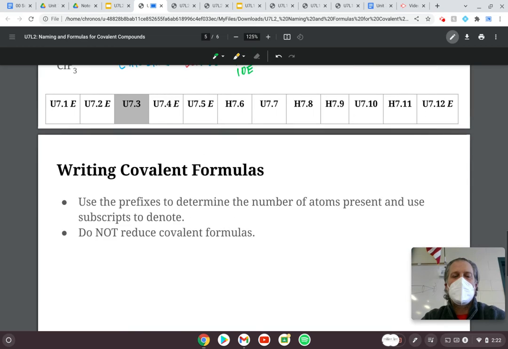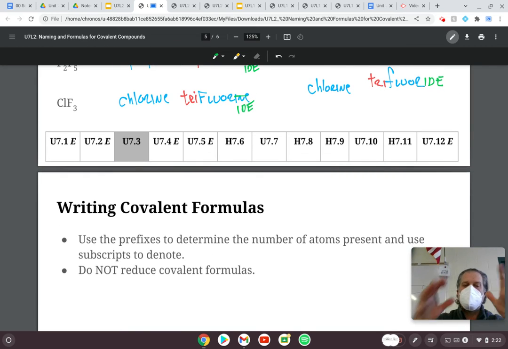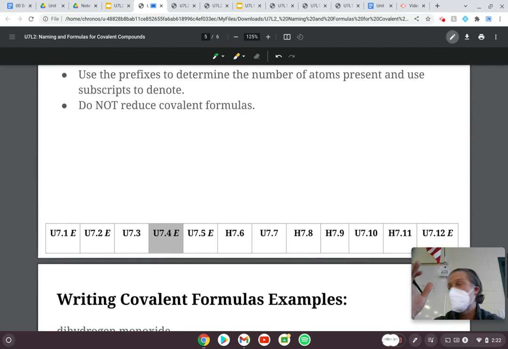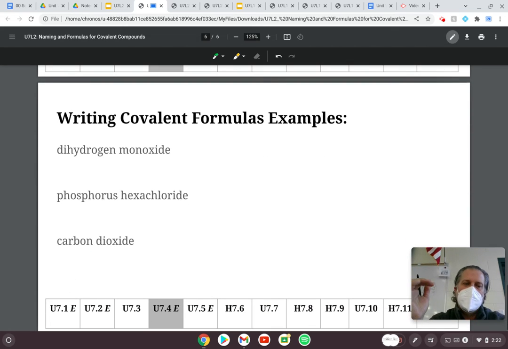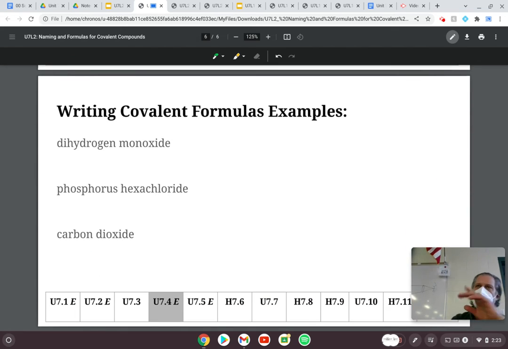Okie dokie. So now you're going to be asked to look at a name and write the chemical formula. And basically, you just do the exact opposite of what you just did. So you take what the prefix says and you make that a subscript behind that element, and we don't reduce ratios in this case. So here I'm looking at the first one, which I realize is not what you have. I found that out the hard way.